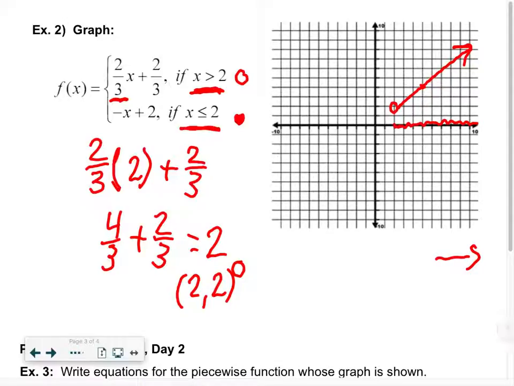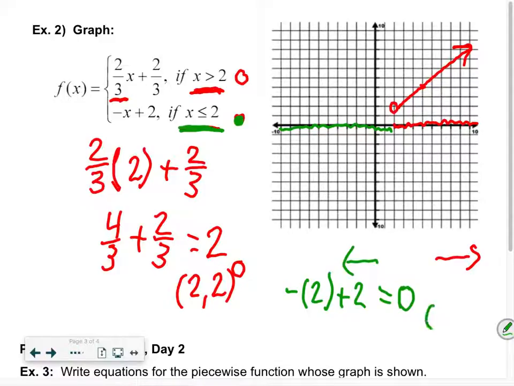So like this one, my x is less than or equal to 2, so is it going left or right? Left. My less than 2's are all these ones. So we're going to find where it is 2, and where it is 2, I'm going to have a closed dot, like we have here. So plug 2 in: negative 2 plus 2 gives me 0. So I have the point 2, 0. Plot that point and make sure it's a closed dot.